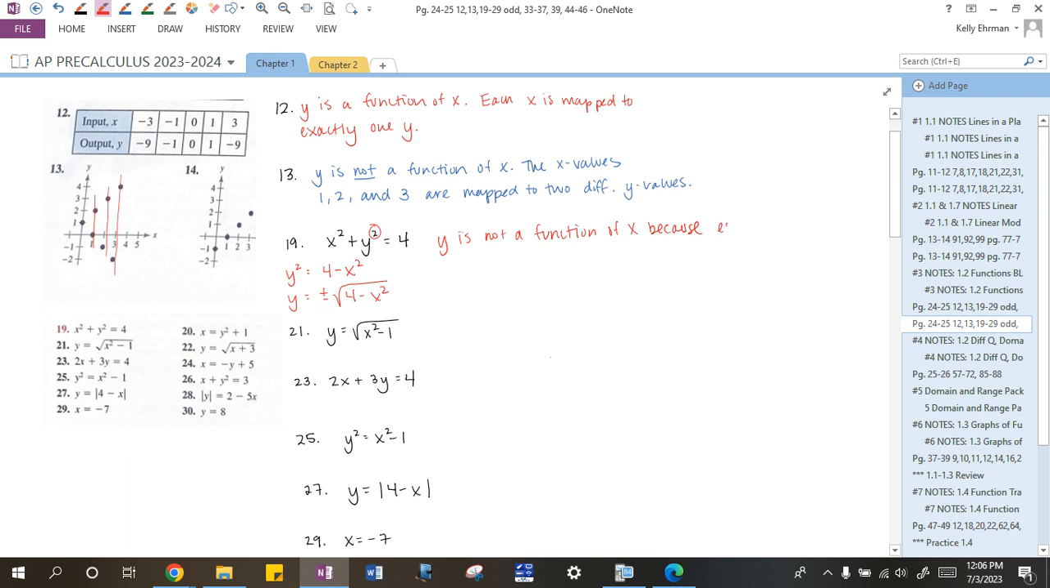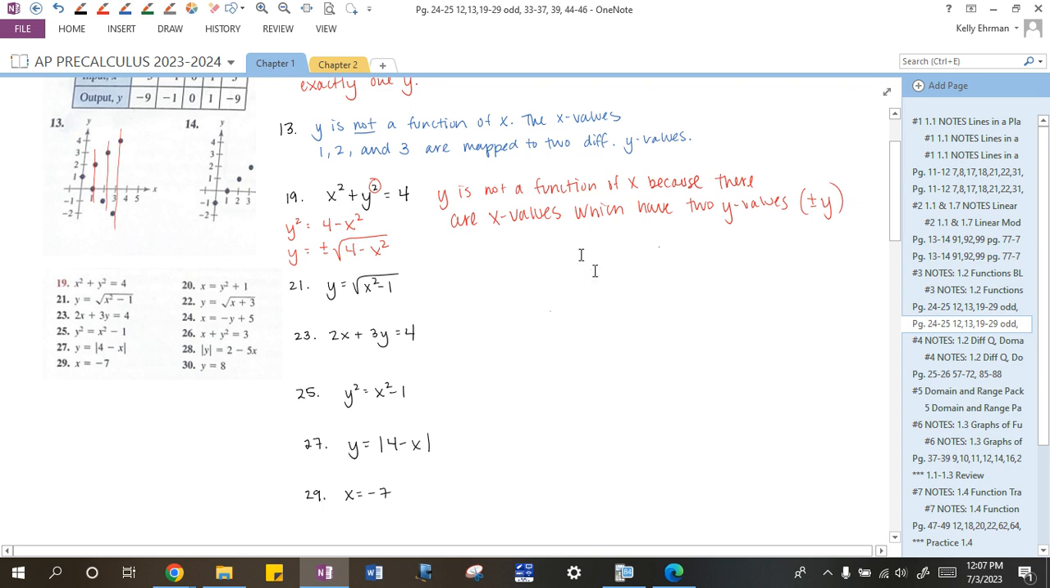So because, not every x is like that, I guess, but because there are x values which have two y values because of the plus or minus y. Not every single x value. If I plug in 2 for x or negative 2 for x, I get plus or minus 0. Well, that's the same thing. That's 0. So that's why I didn't say every x value.